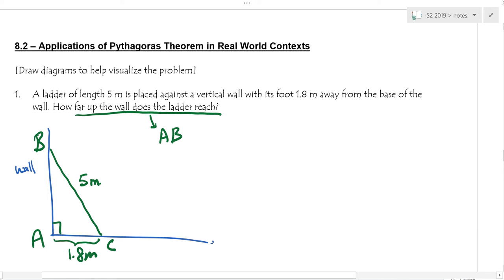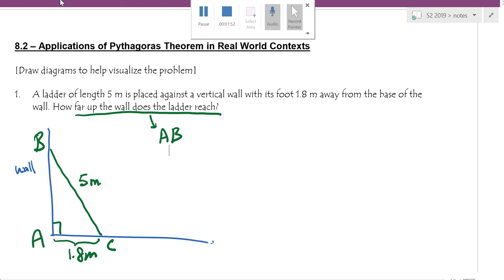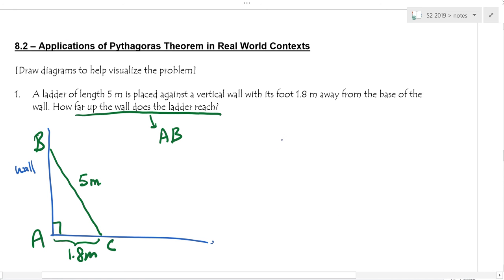Do you see a right angle triangle? Yes, right? So can you write out the equation? AB squared plus what squared is equal to what squared? Where do I put 5? Do I put 5 before the equal sign or after the equal sign? After the equal sign. Do you agree? Very good.